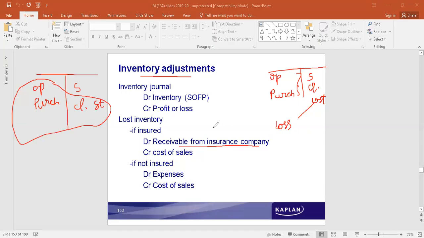And cost of sales. But if there is no insurance coverage for these units or for those kind of accidents, no amount will be recovered. It becomes a loss. So the first effect is it is part of the cost of goods sold. That is an adjustment against, it's a loss on account of the accident. So it would be debited to P&L. I hope I made it clear.